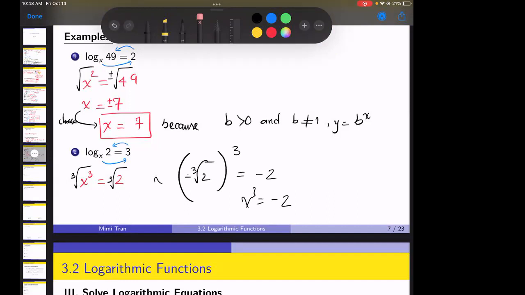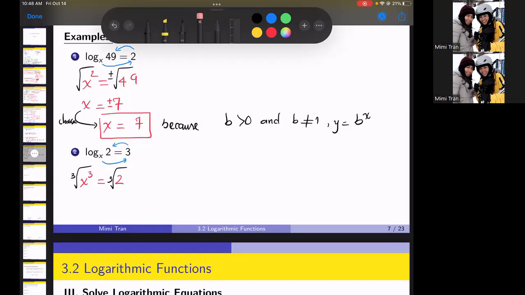Another reason is that for odd roots, not just cube, like fifth root, seventh root, they don't care about negative. They'll take negative. If you look at the graph, that's my answer. You look at the graph.